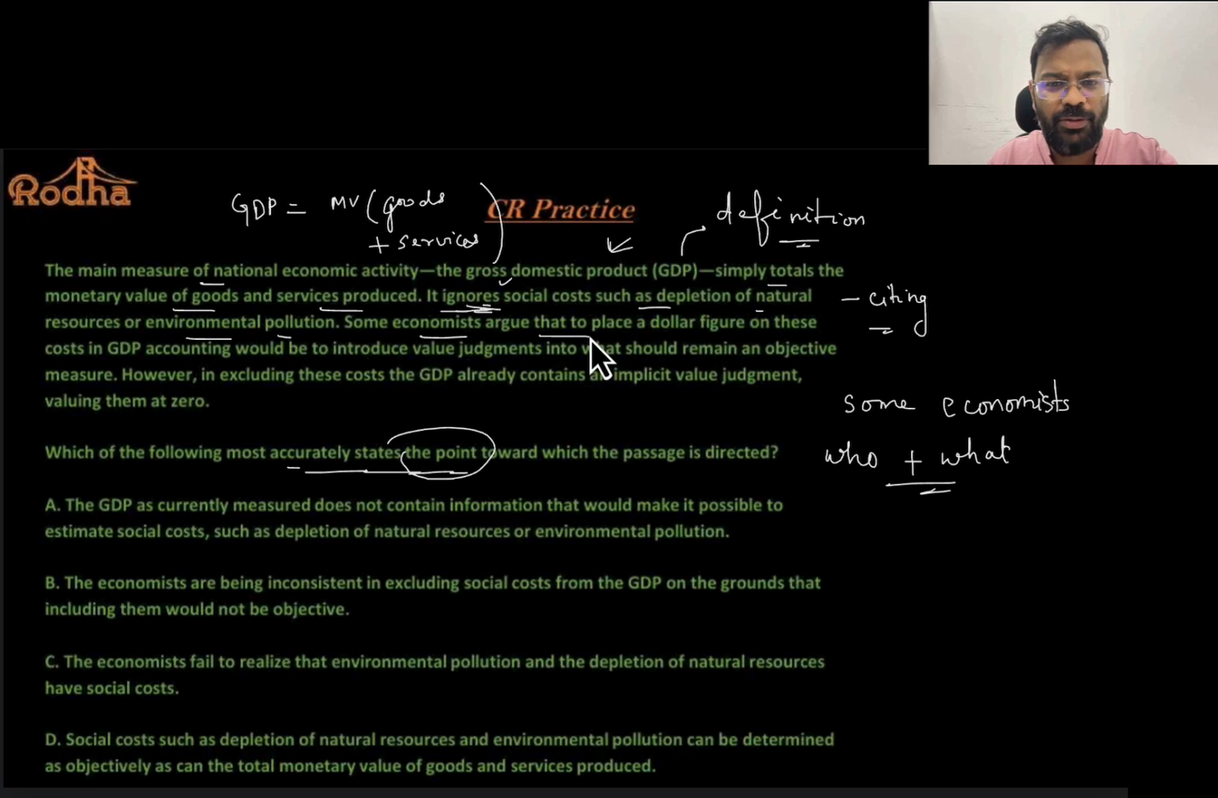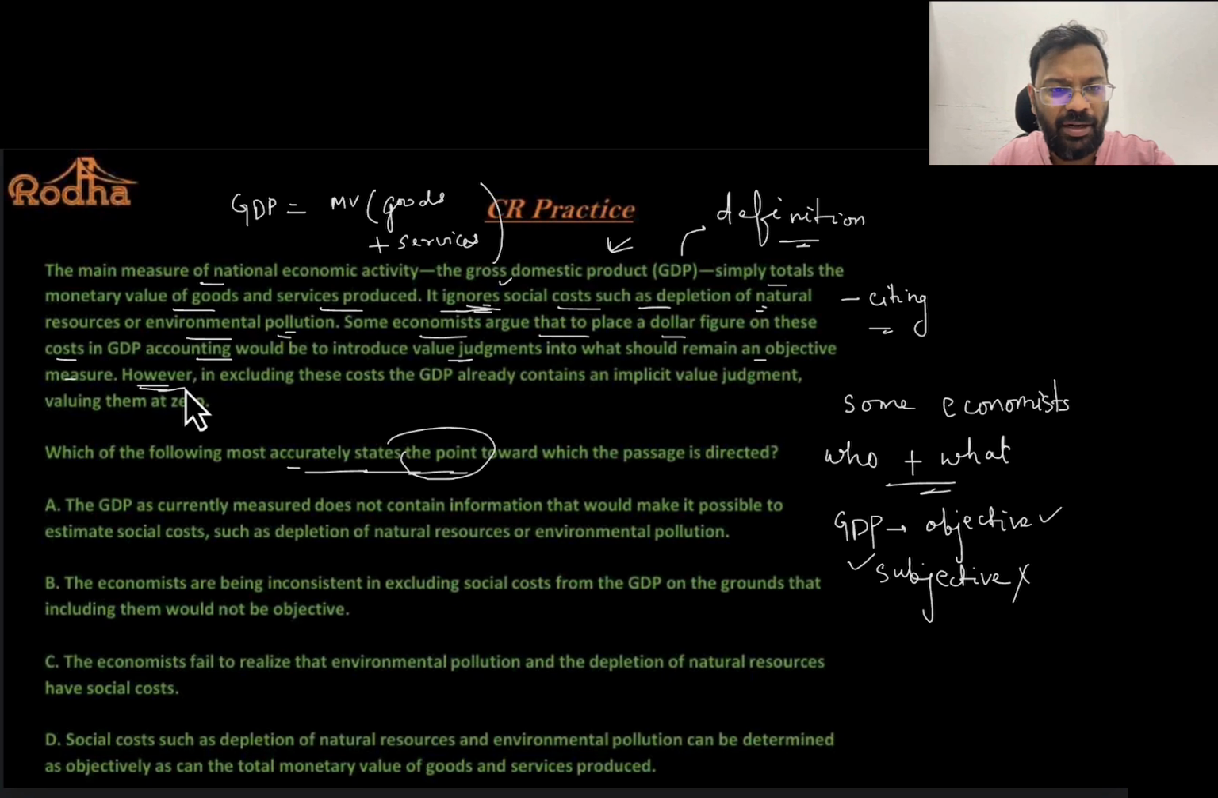Some economists argue that to place a dollar figure on these costs in GDP, so maybe we are talking about natural resources or pollution, accounting would be to introduce value judgments into what should remain an objective measure. So I think what the economists are trying to say here is that GDP should largely be objective, and should not have things that are subjective. And there is an assumption that social costs are actually subjective.